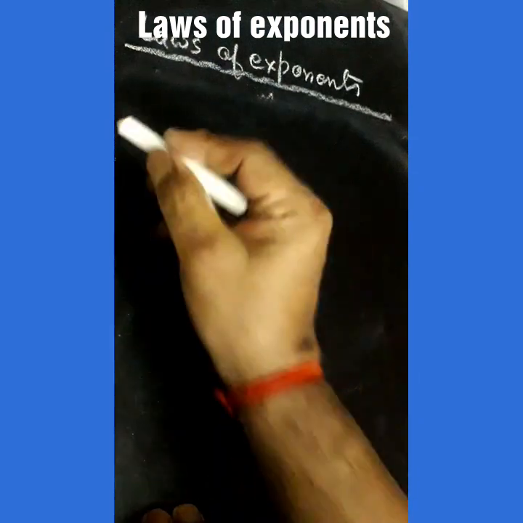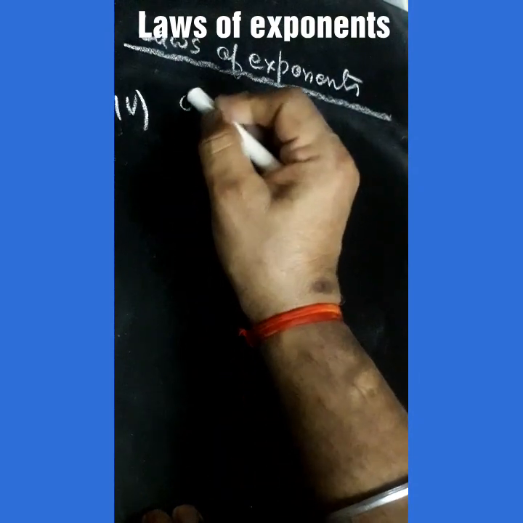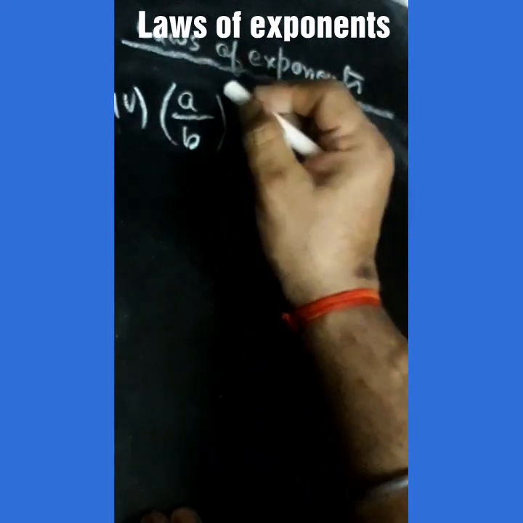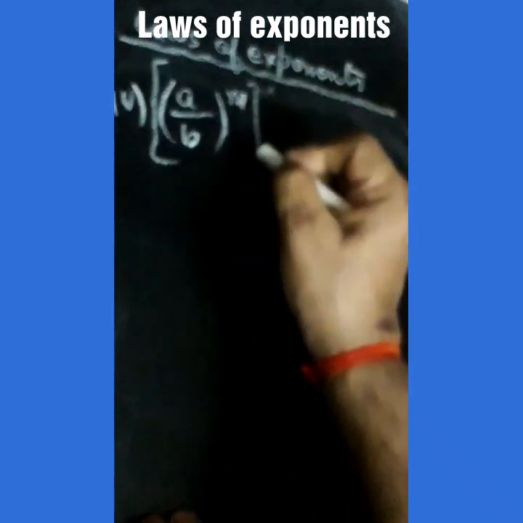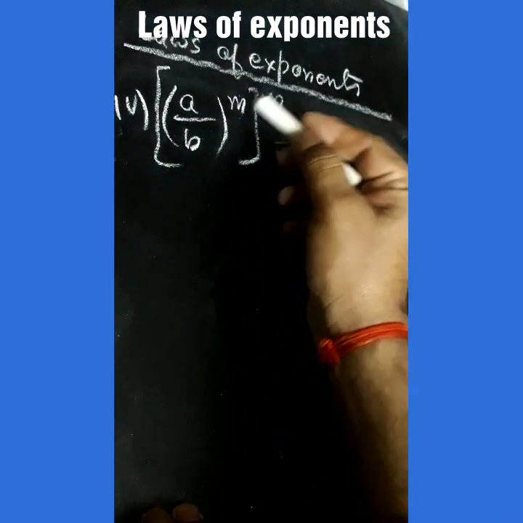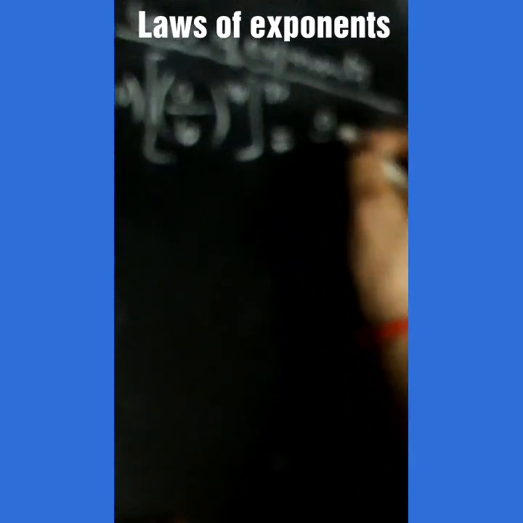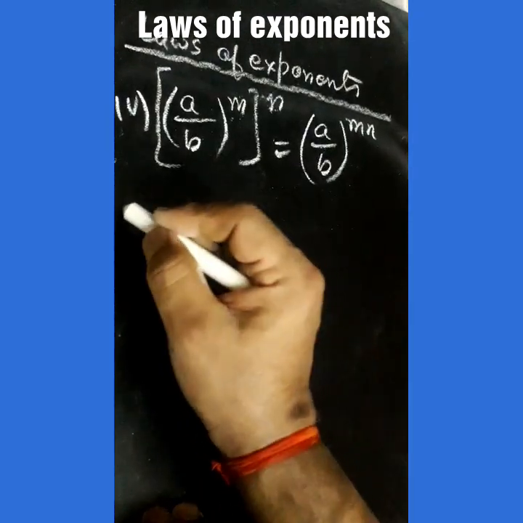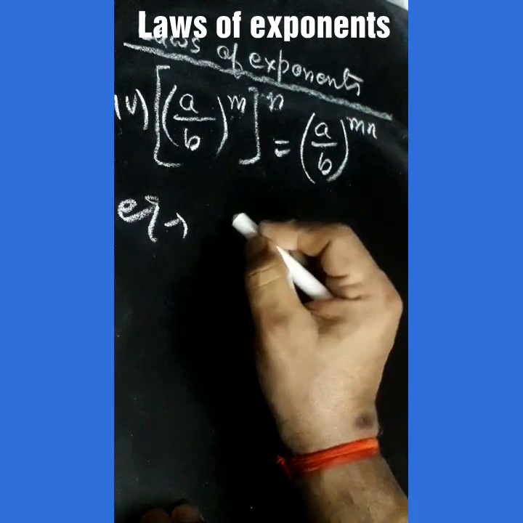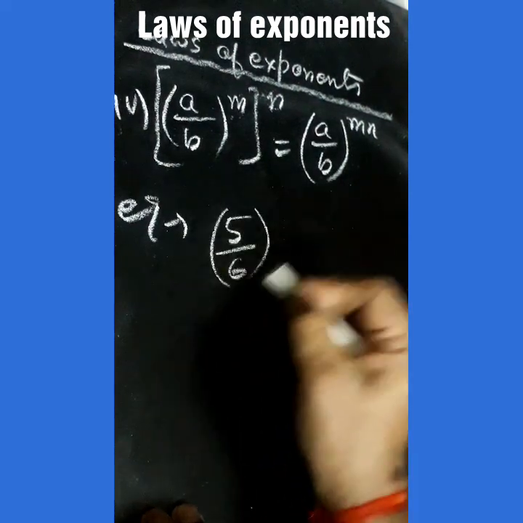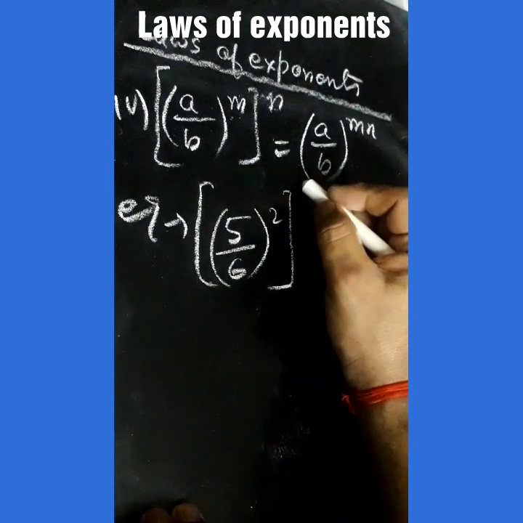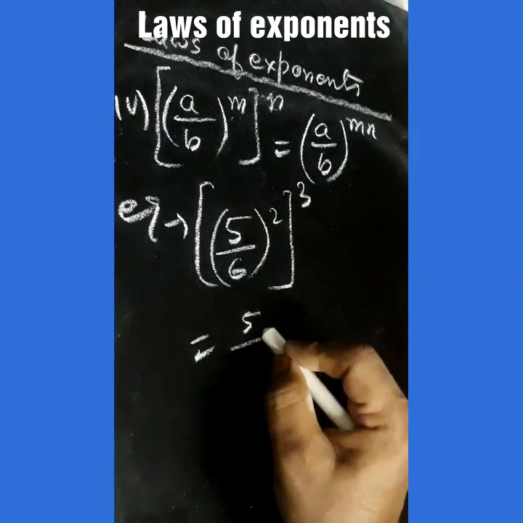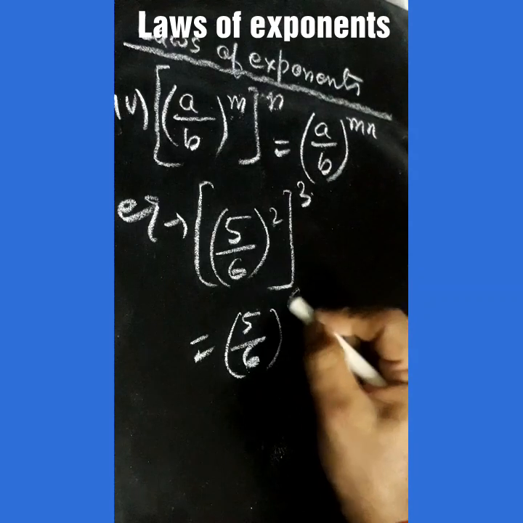Fourth law. (a/b) raised to the power m whole raised to the power n. Then these two powers will get multiplied, and we will get (a/b) raised to the power mn. Let us take an example. (5/6) raised to the power 2 whole raised to the power 3. Then these two powers will get multiplied and it will become (5/6) raised to the power 6.